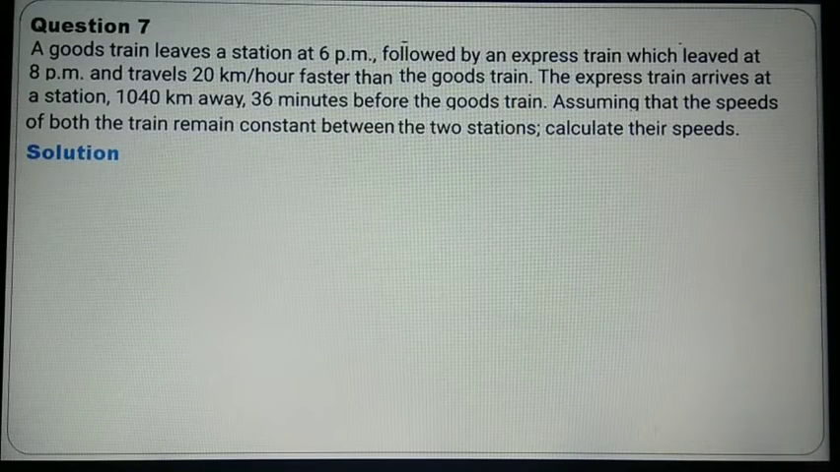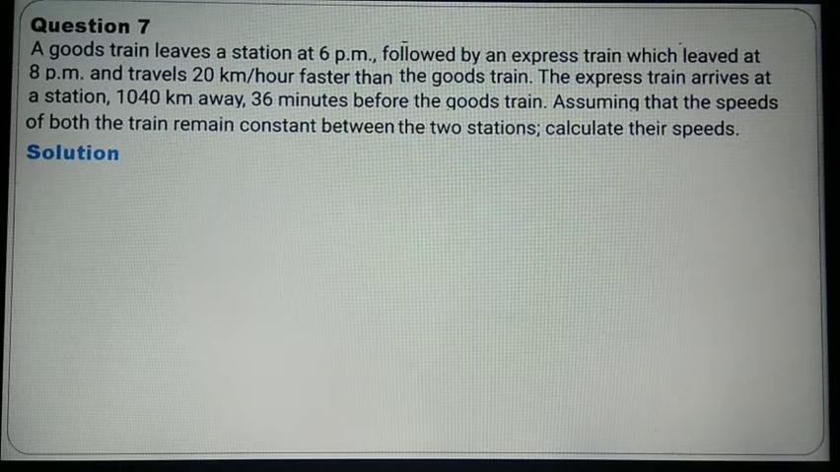Okay, so the question looks quite long this time, so let's read it. A goods train leaves a station at 6 p.m. followed by an express train. So there are two kinds of train here. One is goods train and another one is express train. Okay, so the goods train is leaving the station at 6 p.m. Okay, and the same station is being followed by express train, which leaves the same station at 8 p.m.